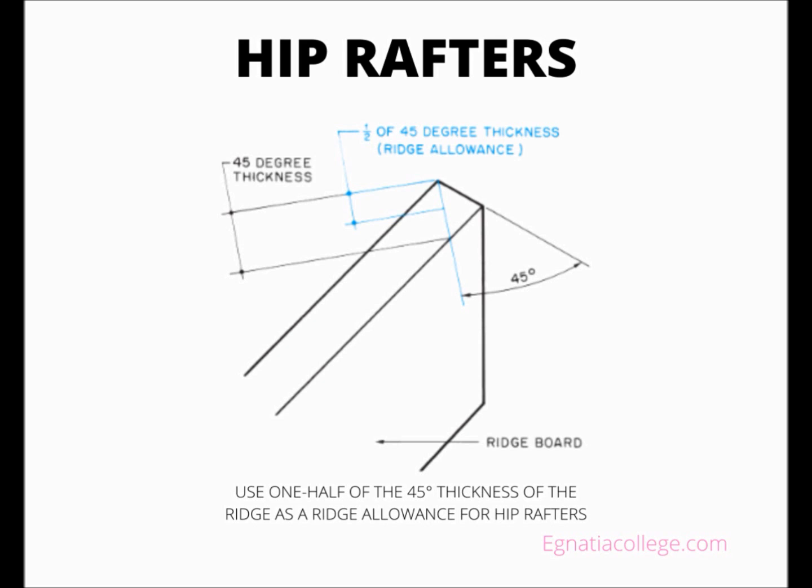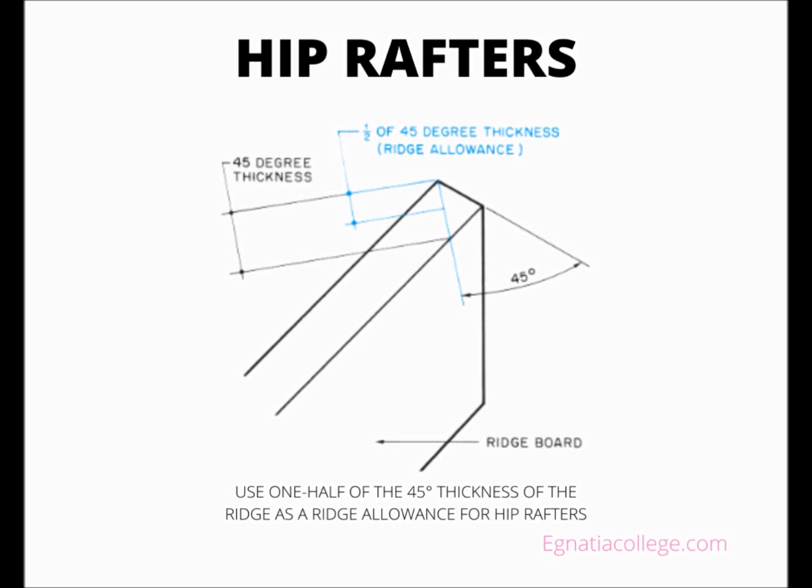Step 4. Subtract the ridge allowance. Because the hip rafter meets the ridge board at a 45 degree angle, the ridge allowance is 1/2 the 45 degree thickness of the ridge board. The 45 degree thickness is the length of a 45 degree line across the thickness of the ridge board. The 45 degree thickness of a 1 1/2 inch, 2-inch nominal, ridge board is 2 1/8 inches. Therefore, the ridge allowance for a hip rafter on a 1 1/2 inch ridge board is 1 1/16 inch.